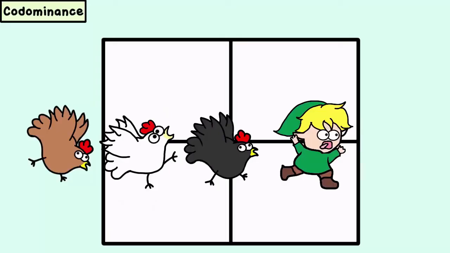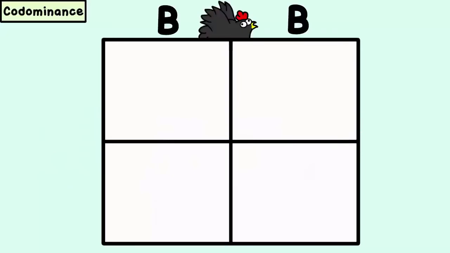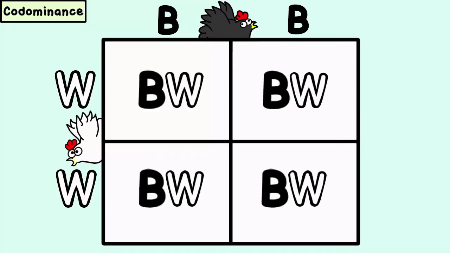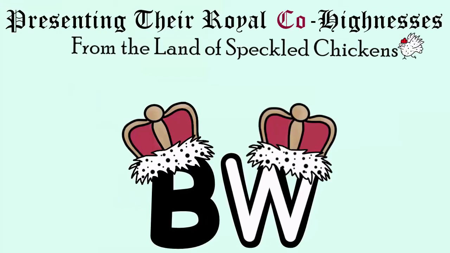There is a codominance involving color in some types of chickens. Take a look at this Punnett square. If you cross a black chicken, represented here by BB, and a white chicken, represented here by WW, all the offspring here are BW. BW chickens are both black and white. They're speckled. See, both traits show up. This is the essence of codominance.